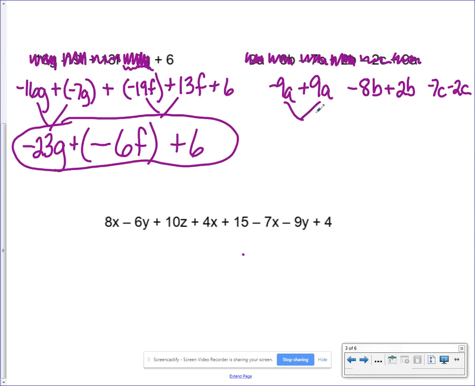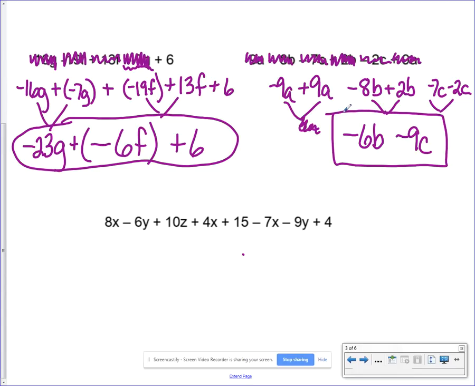All right, my a terms go to 0a. If I have 0 times a, it's just a whole lot of 0. I'm not even going to write any a terms. Combine the b's. Combine the c's. That gives me negative 9c. That's all you can do. Done. Oh, look at this monster.